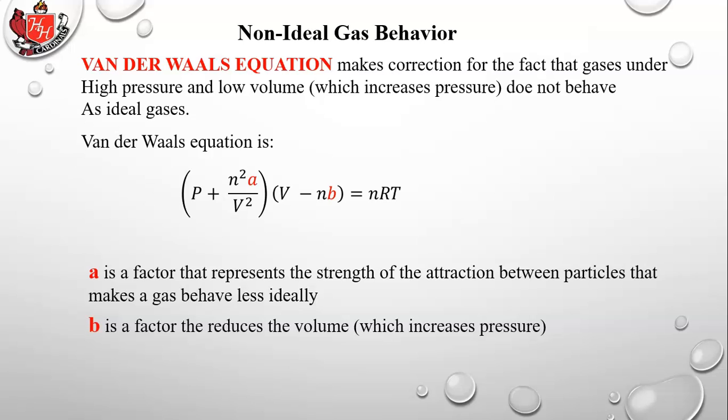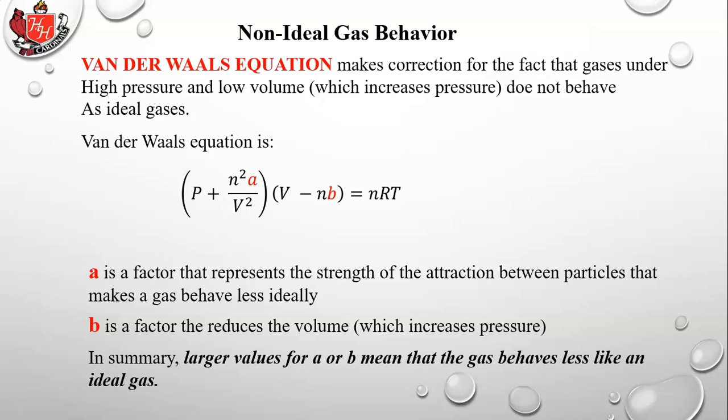B is a factor that reduces the volume, which increases pressure. If you take the volume V and then subtract something from it, it's as though you're making the volume smaller. Making the volume smaller effectively increases the pressure as well. You don't really have to understand the details of this, other than, in summary, larger values for a and b mean that the gas behaves less like an ideal gas.